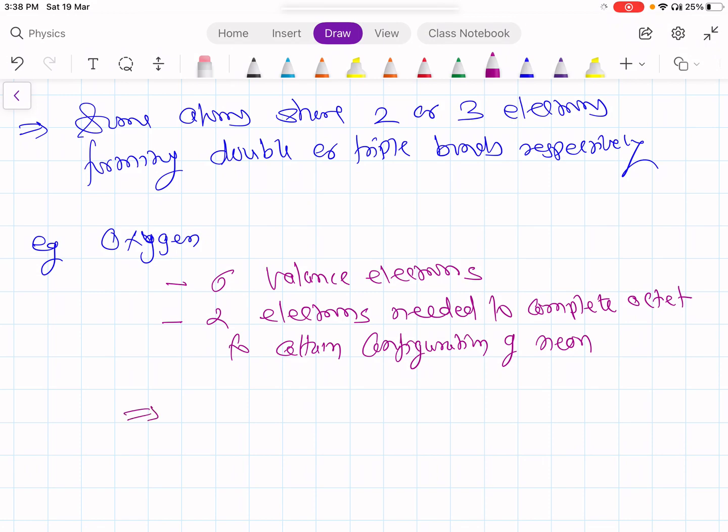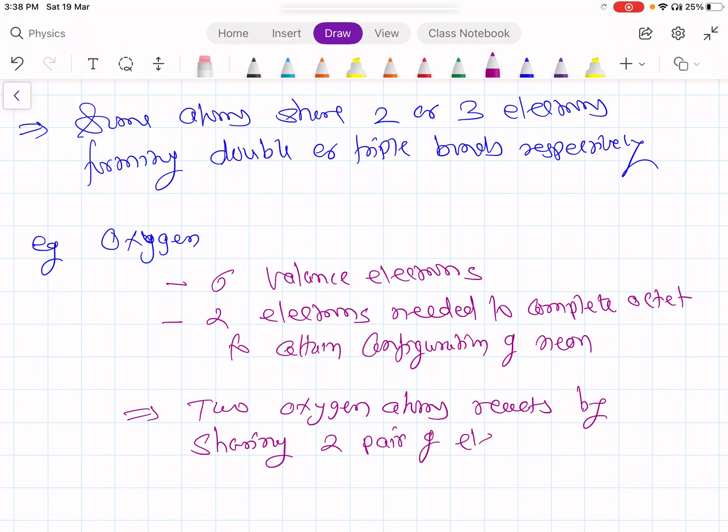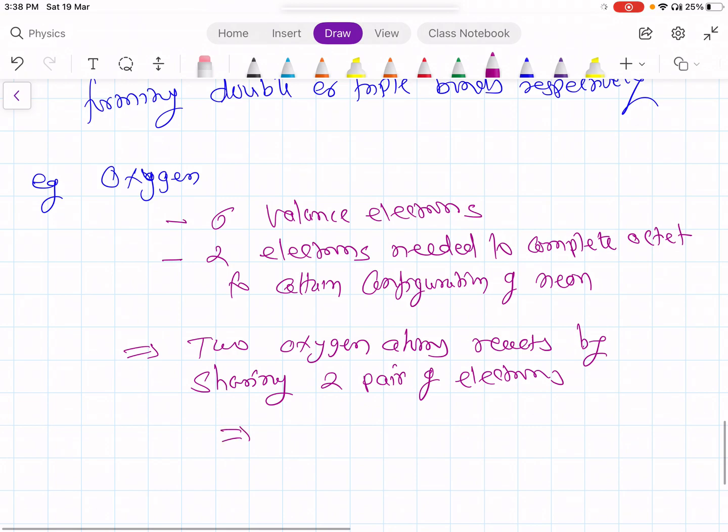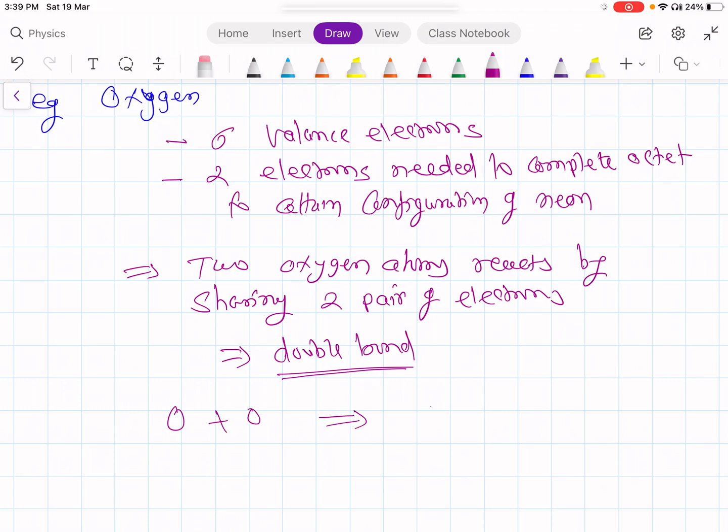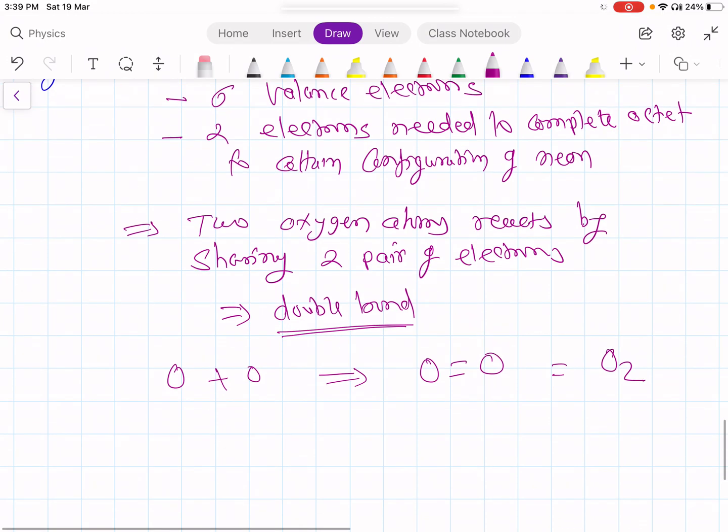So to get it, 2 oxygen atoms react by sharing 2 pairs of electrons and form a double bond between them. When a single electron pair is shared between the atoms, it forms a single covalent bond. But in this case, 2 electron pairs are shared and so it forms a double bond. So oxygen plus oxygen gives us a double bond between them, that is O2. There is a double bond between the oxygen atoms.